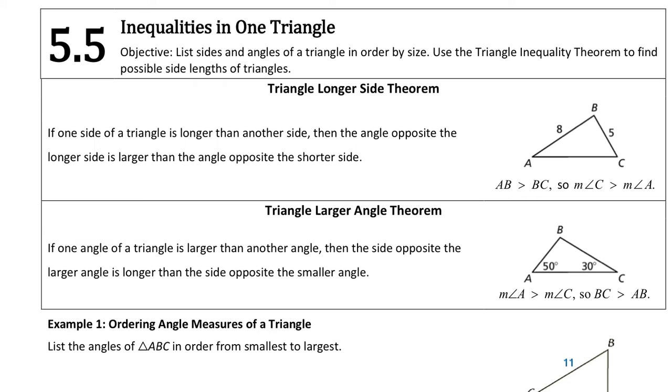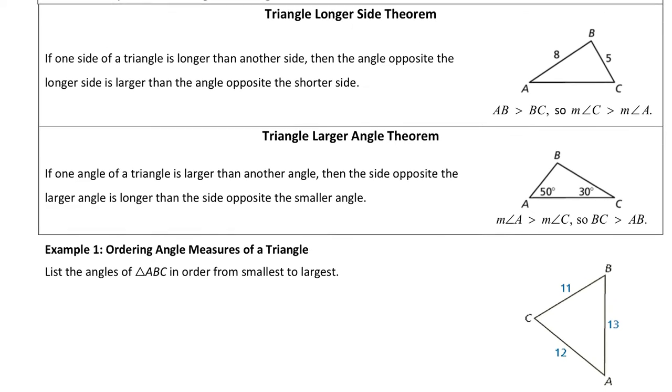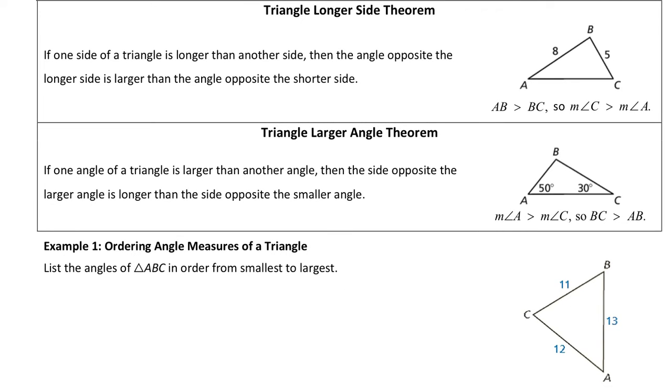So what we're going to do today is we're going to list sides and angles of a triangle in order by size, and we're going to find possible side lengths of triangles, which I think is important to understanding how triangles operate. So the first theorem we're going to talk about is the triangle longer side theorem. And what it states is that if one side of a triangle is longer than another side, then the angle opposite that longer side is larger than the angle opposite the shorter side.